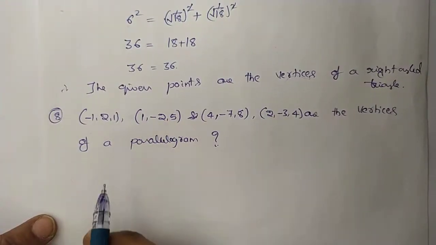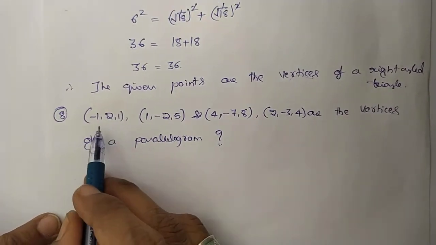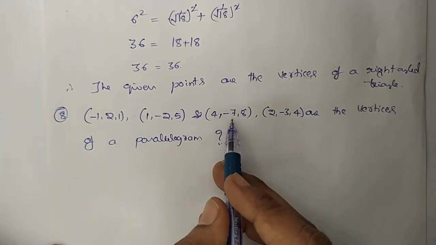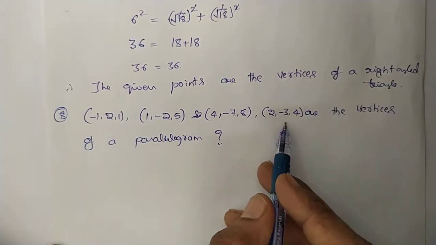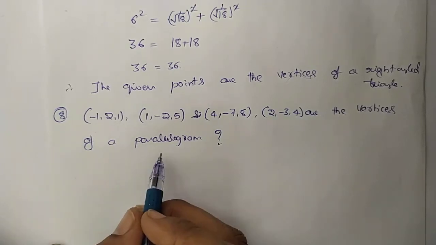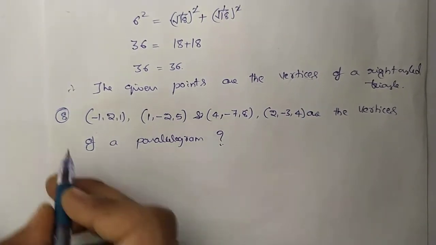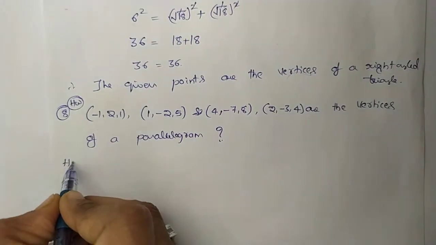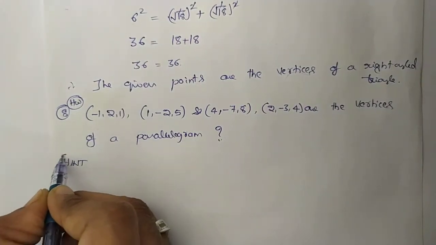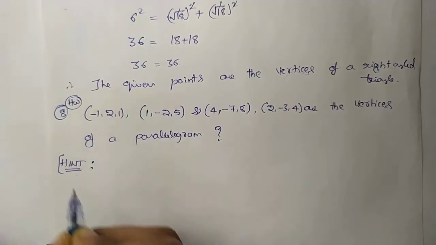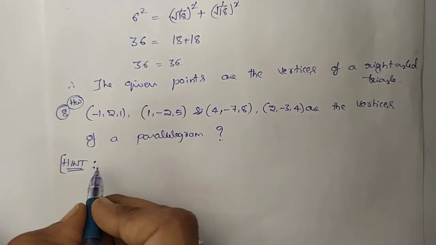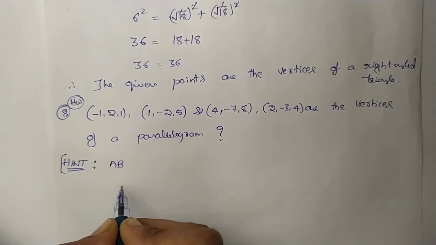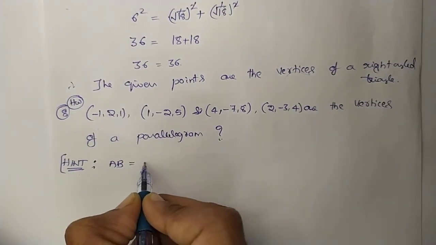Next, we will have the same kind of question. The points (-1, 2, 1), (1, -2, 5), (4, -7, 8) and (2, -3, 4) are the vertices of a parallelogram, and we have to verify it. So this question will be homework for you. I will just give you a hint for this question. First, find the length of AB.